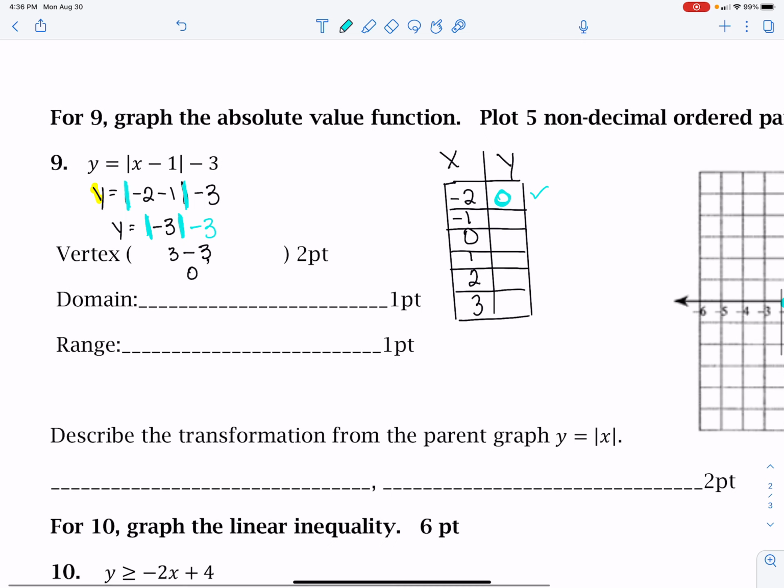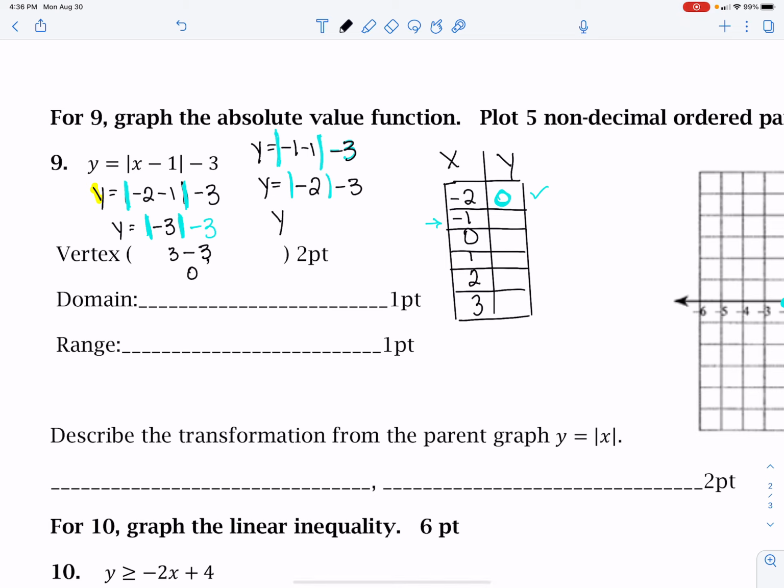Now we're going to do it again, but this time, instead of -2, we're going to substitute in -1. So we have y equals the absolute value of -1 minus 1 minus 3. So then we have y equals the absolute value of -2 minus 3.